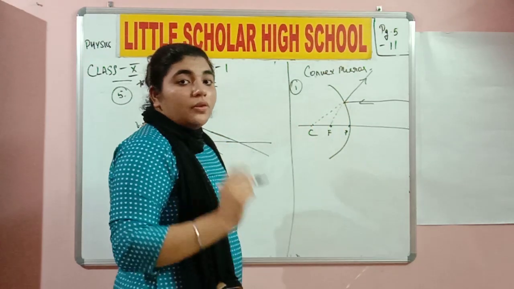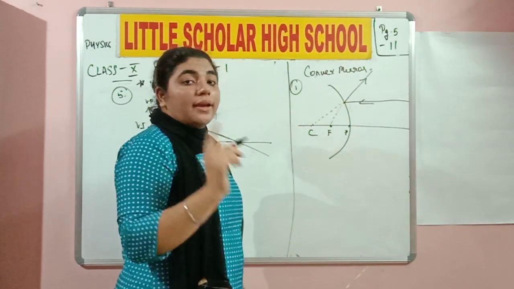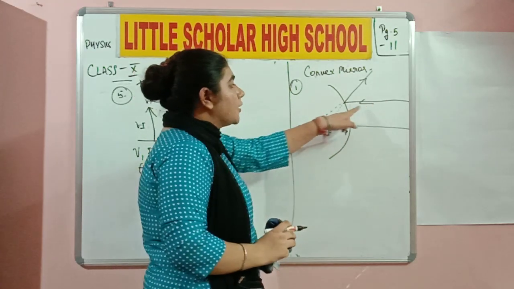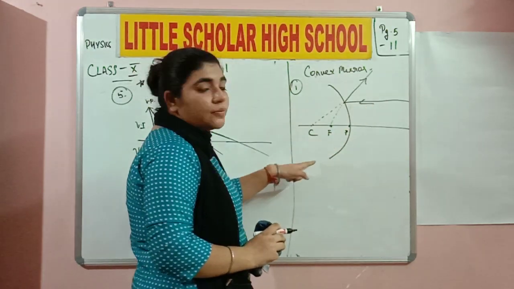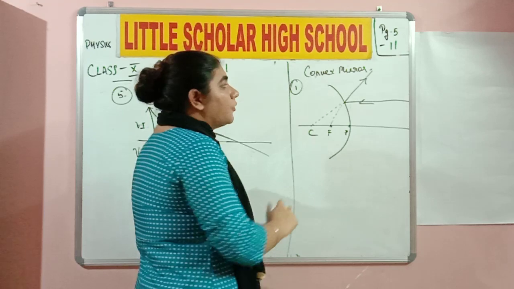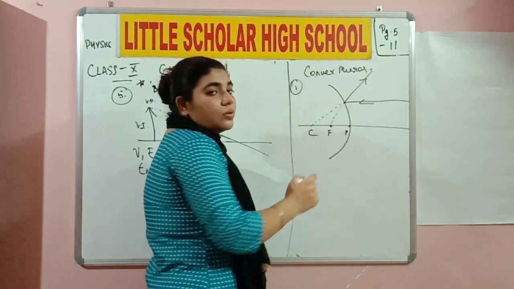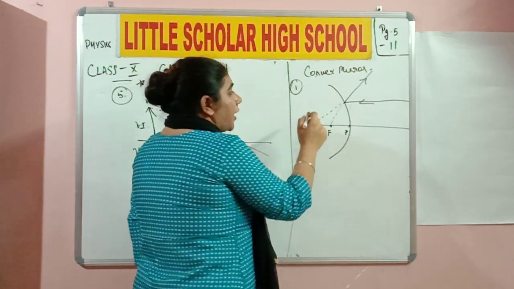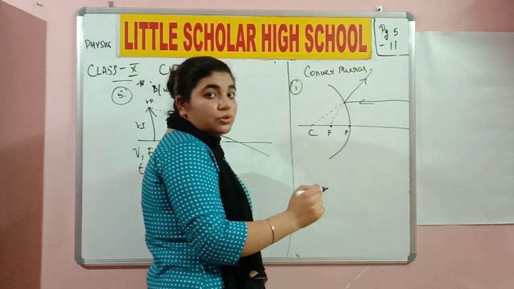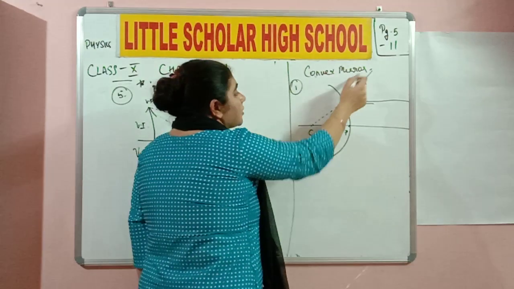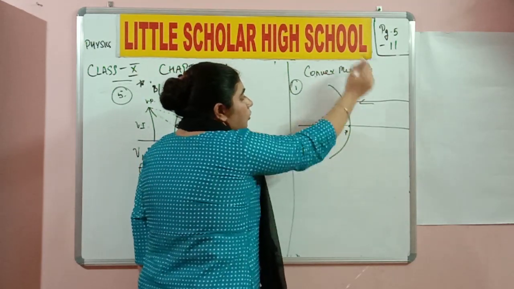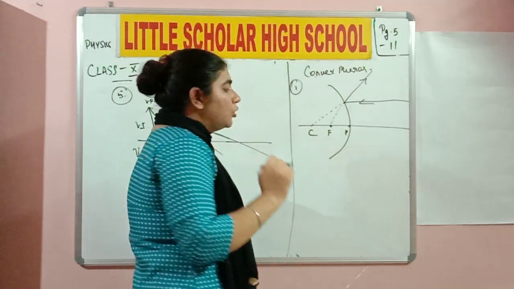Okay. Now you need to understand it again. Listen to me very carefully. The incident ray is being projected on the bulged portion of the convex mirror, and the reflected ray diverges and goes in a certain direction. The reflected ray diverges in such a way as if it is coming from the focal point of the convex mirror. This is rule number 1.